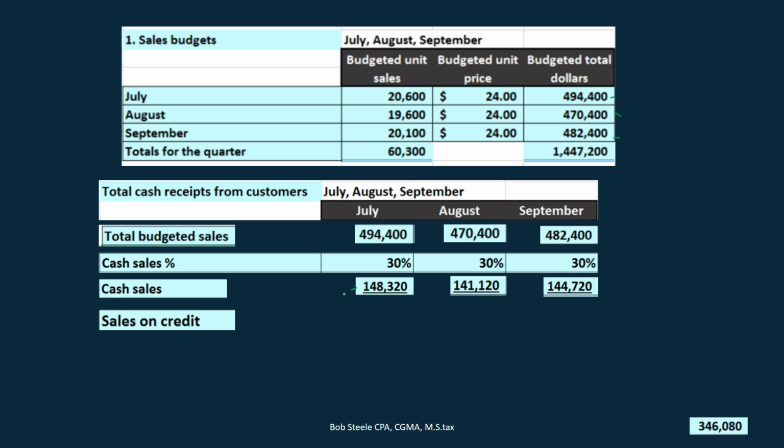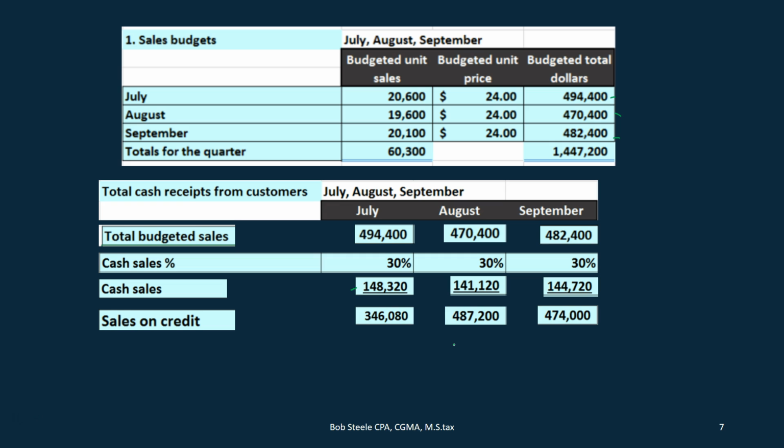Sales on credit then would be the 494,400 minus the 148,320, or of course this number times 70%, because if this was 30, then this would be times 70, and that would be the difference. So we have this number here and this number here. These are going to be the sales on credit. The assumption that we're going to make is that the sales on credit are going to be collected in the following month. So if we made it on credit in July, we're going to collect the money in August. Again, that's an assumption we're making in this problem. The problem will have to give you an assumption. In real life, we'd have to know what the assumptions are.